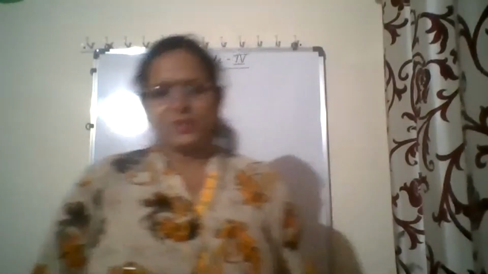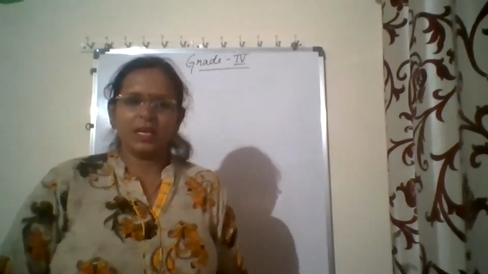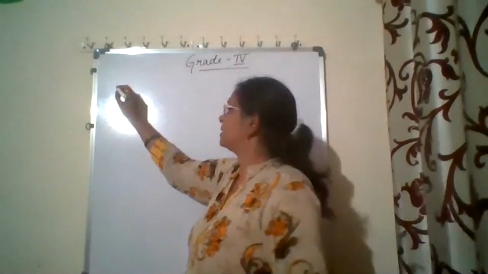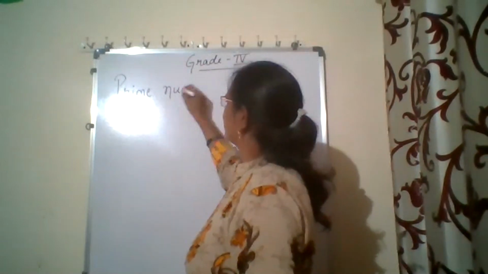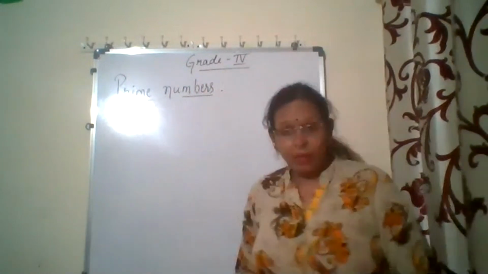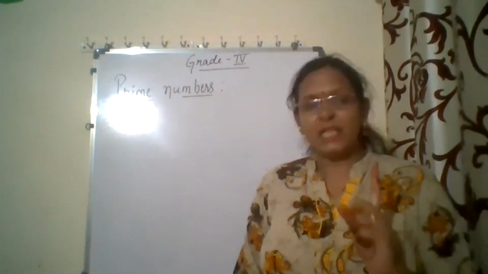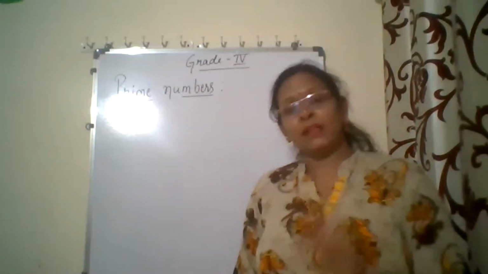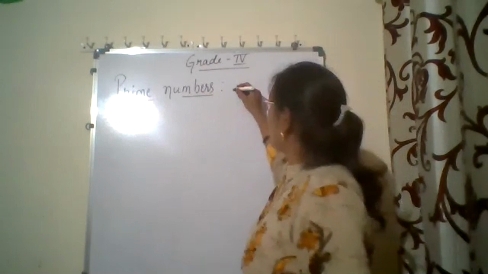Hello kids, today we are going to study what are prime numbers and what are composite numbers. Now see, what are prime numbers? Numbers having only two factors, that are 1 and the number itself. Those numbers are called prime numbers.